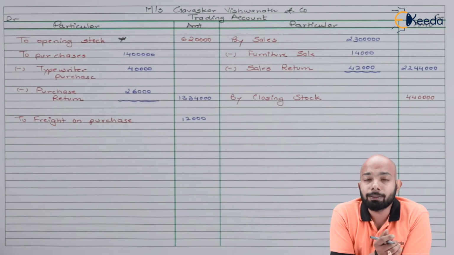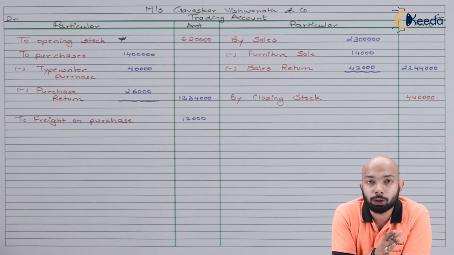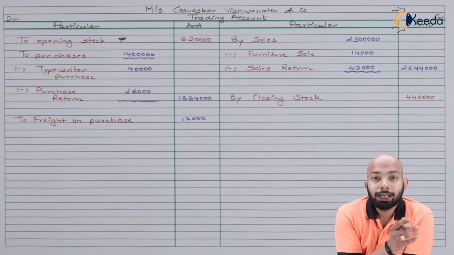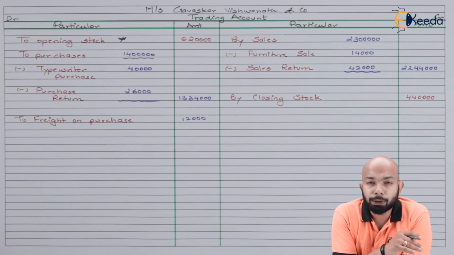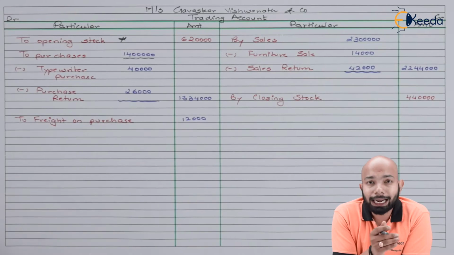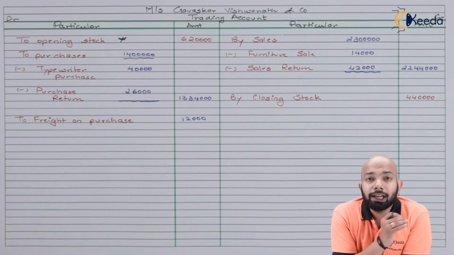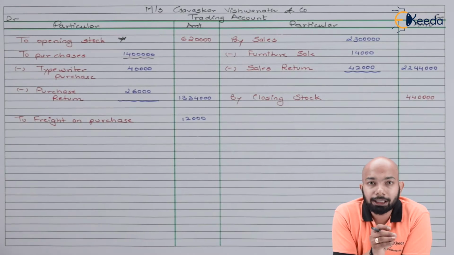The next item comes as purchases. The base amount has been mentioned here as 14 lakh rupees, so let's underline it. Now, in the adjustments, they had mentioned that a typewriter was purchased, and that typewriter purchase amount was mentioned in the purchase account. It wasn't supposed to be mentioned in the purchase account. Hence, we are subtracting that amount.